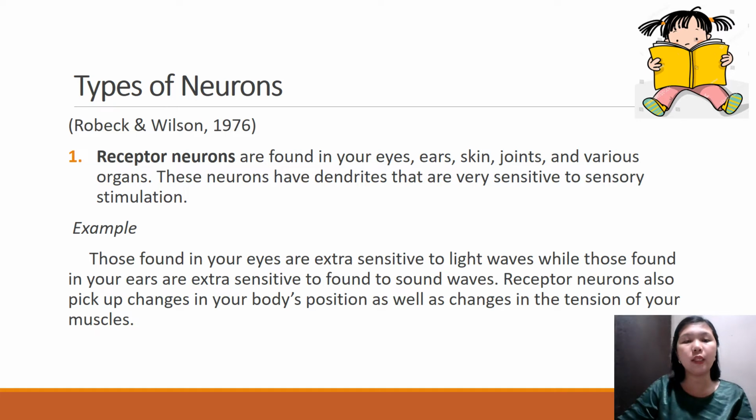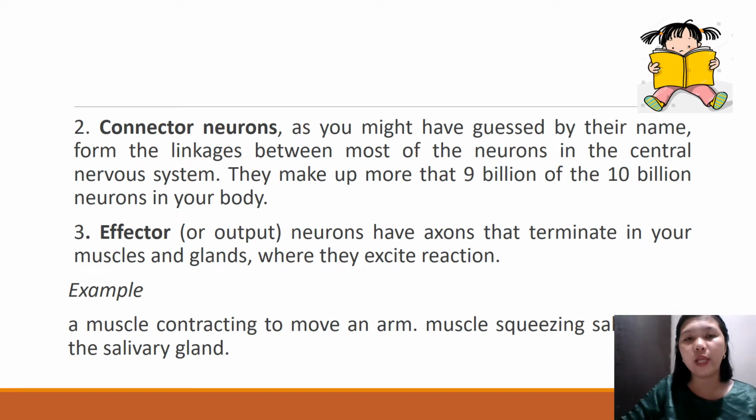So the first one is the receptor neurons, which are found in your eyes, ears, skin, joints, and various organs. These neurons have dendrites that are very sensitive to sensory stimulation. For example, those found in your eyes are extra sensitive to light waves, while those found in your ears are extra sensitive to sound waves. Receptor neurons also pick up changes in your body's position, as well as changes in the tension of your muscles. Number two is the connector neurons.